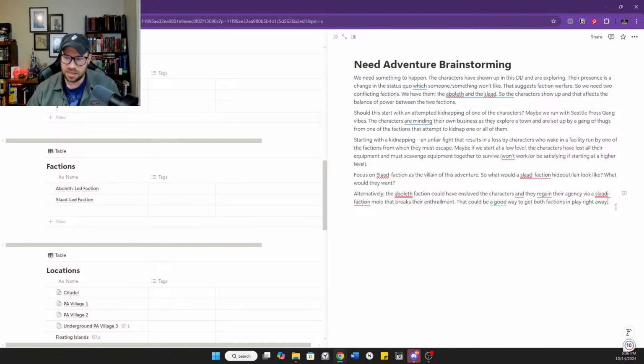Because I'll be honest, I think I've got a better vision for what an Aboleth themed lair might be like. It begs the questions: what does the Aboleth faction want? And what does their lair look like?